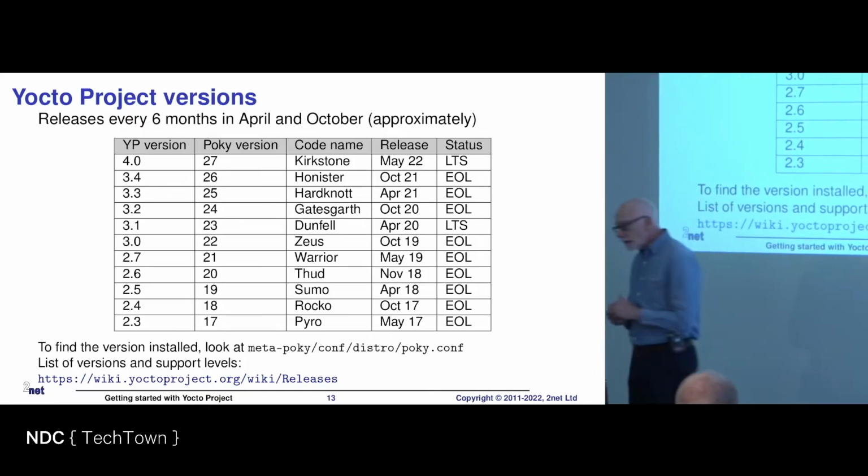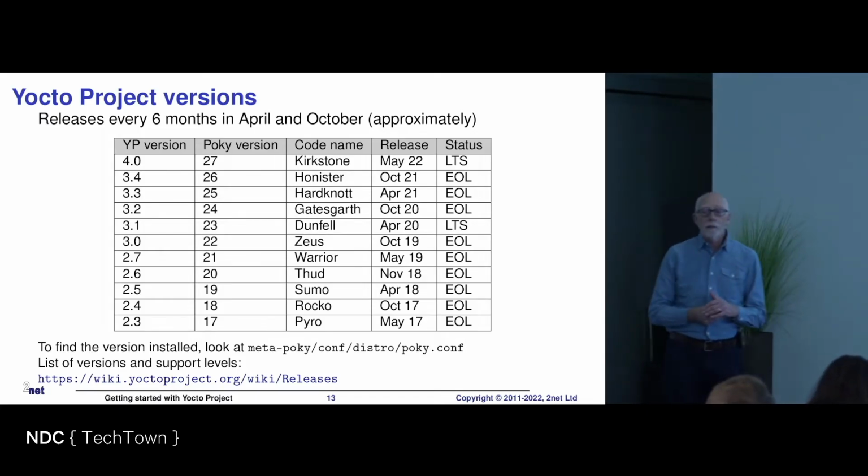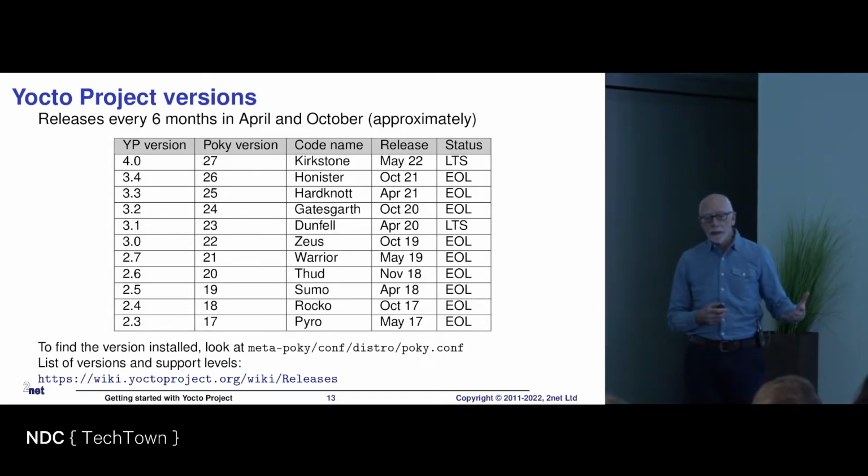So now we have the Yocto Project. It has a stable release cycle now. It releases twice per year on a six-month cycle in, roughly speaking, April and October, although sometimes they're maybe a month late.